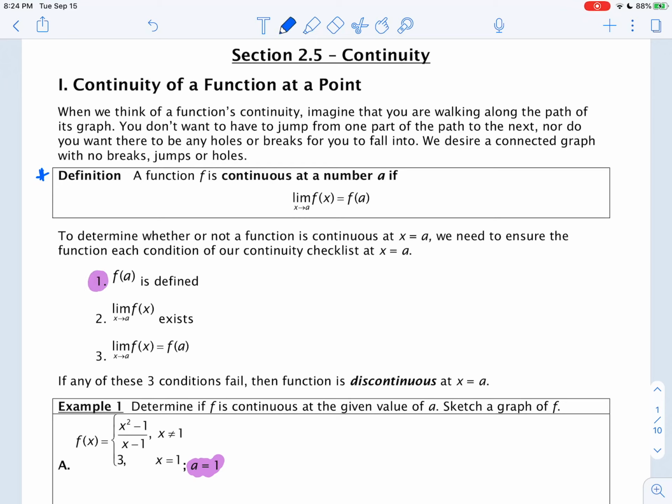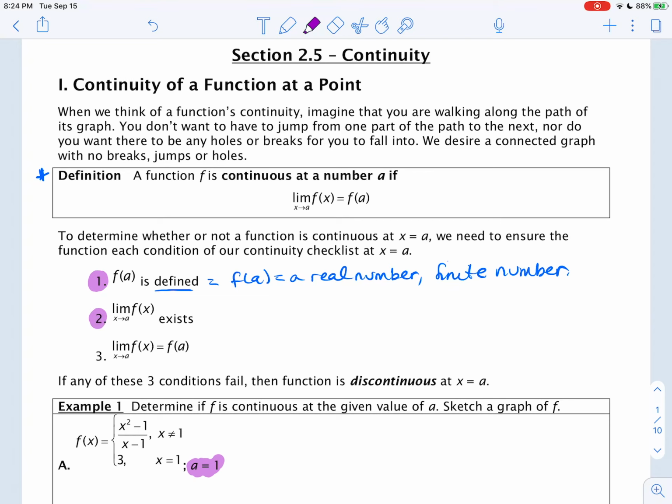In other words, f of A has to be defined. And what does defined mean? That means f of A is a real number. It's a finite number. In other words, there's no zeros. It doesn't have zero in the denominator. We don't have negative numbers underneath radicals, etc. So we actually have a defined finite number. f of A has an output. A is part of the domain of the function of x.